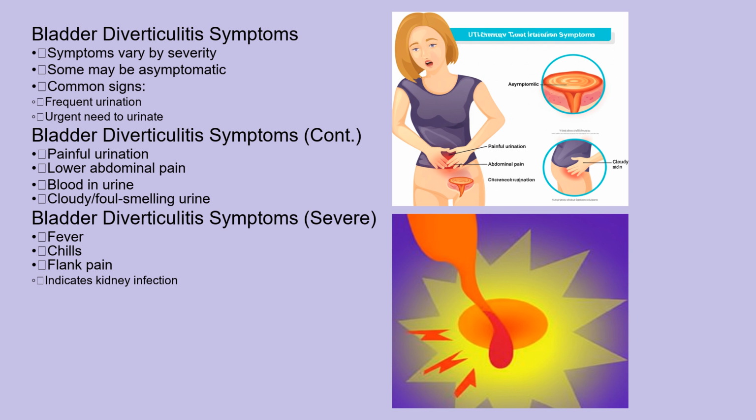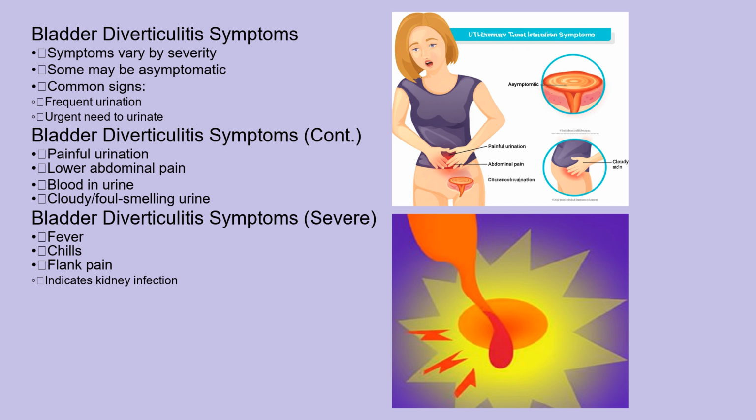The symptoms of bladder diverticulitis can vary depending on the severity of the inflammation and infection. Some people might not experience any symptoms at all. However, common signs and symptoms include frequent urination, a persistent urge to urinate even after emptying the bladder, painful urination, lower abdominal pain or discomfort, blood in the urine, and cloudy or foul-smelling urine.